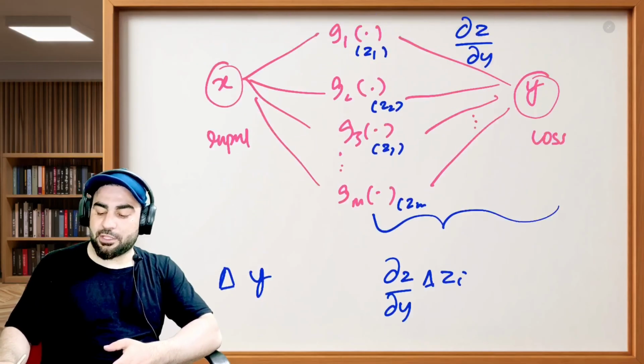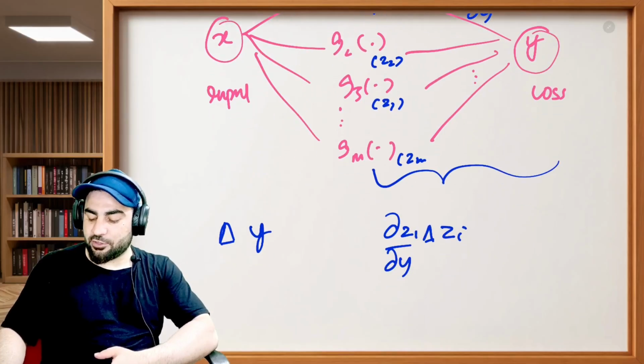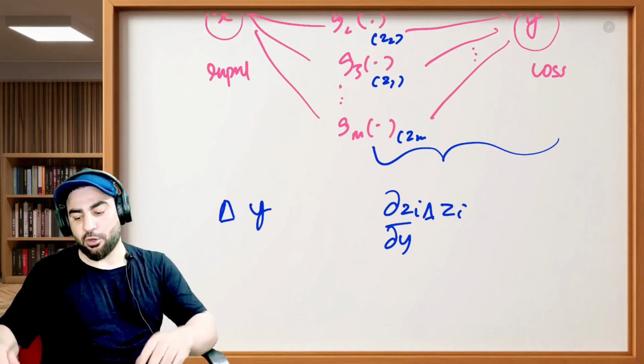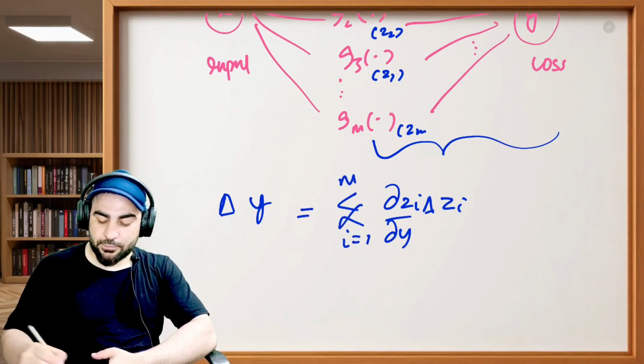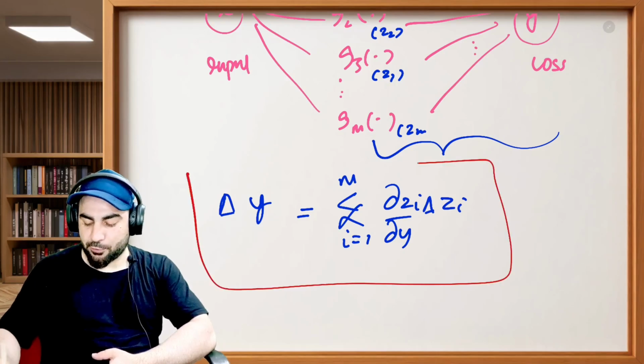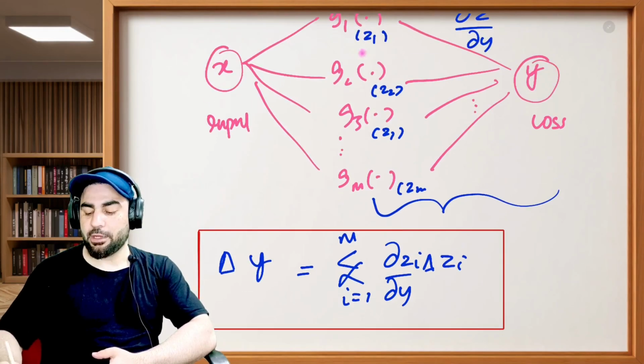For one example this would be z1, z2, and if I write it in general, this will be zi. Now I have to sum all these things up. So this will be the summation of i going from 1 to m. Keep this as equation 1. This is going from here to here.